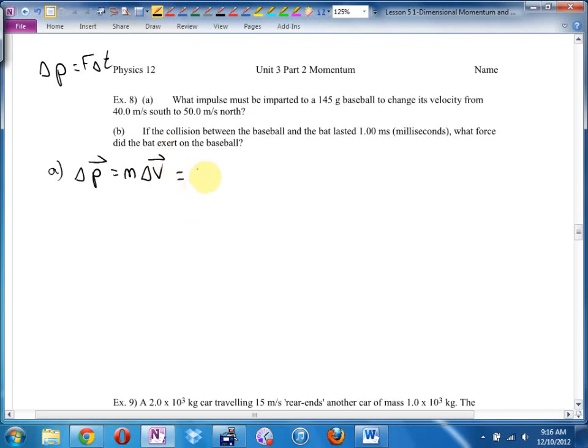Mass, 0.145. What's change in anything? What's the final velocity? 50 minus. What's the initial velocity? Not 40. Why do I have to call it negative? You could have let south be positive and north be negative, but we're used to letting up be positive, so I went with that.